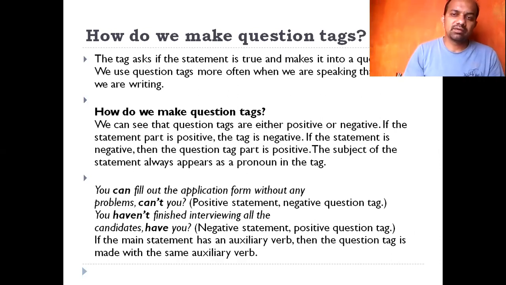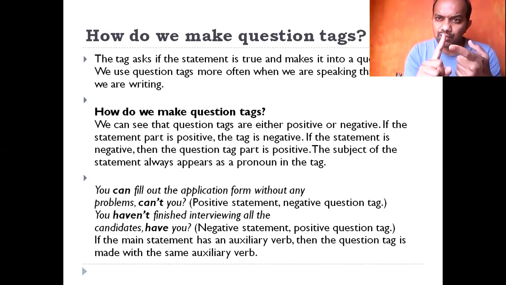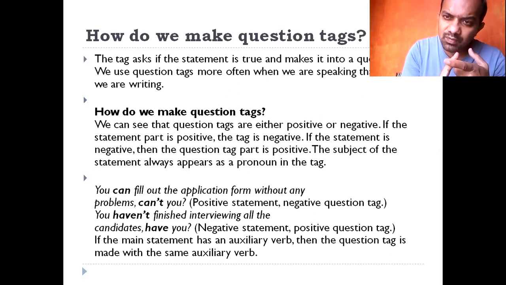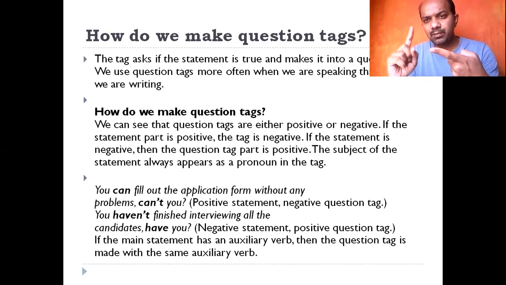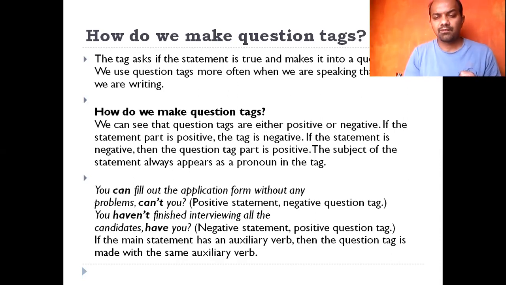Third thing you need to remember. The first one: positive the statement, negative the question tag; negative the statement, positive the question tag. The second thing you need to remember, the subject. The subject has to be replaced with the appropriate pronoun. The third thing you need to remember is the verb in the sentence. If the main statement has an auxiliary verb, can, could, have, haven't, is, are, was, were, then the question tag is made with the same auxiliary verb.